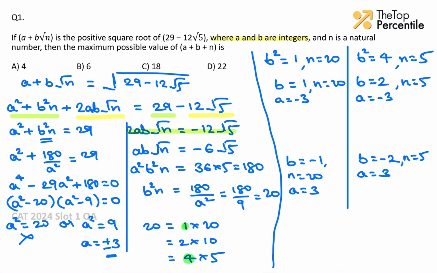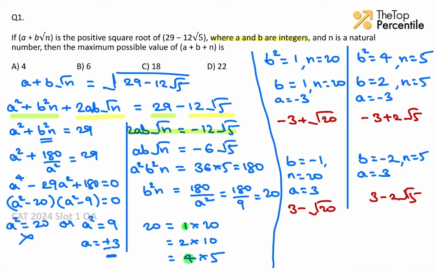Let me write them in the original form that was given to us, that was A plus B root n. So this will be -3 plus root 20, which is -3 plus 2 root 5. This will be 3 minus root 20, and this will be 3 minus 2 root 5.